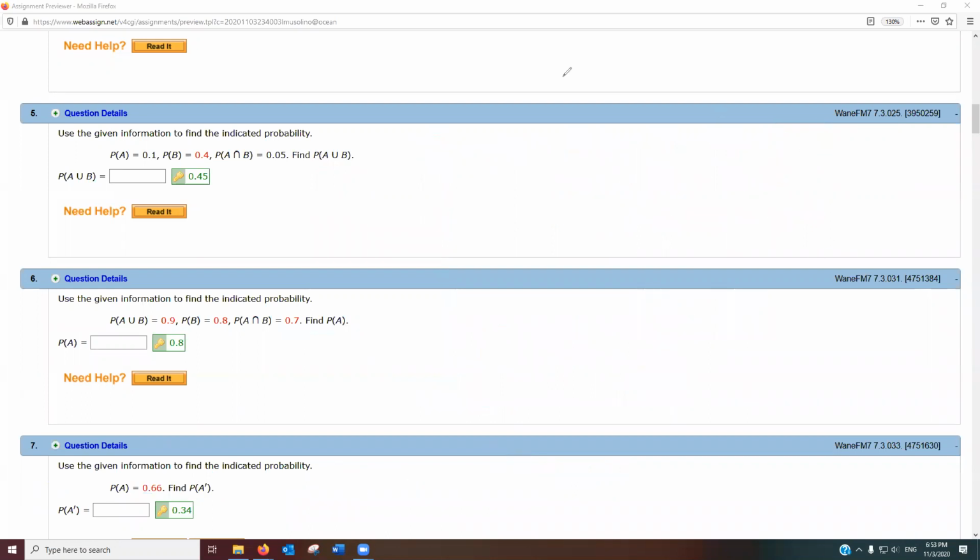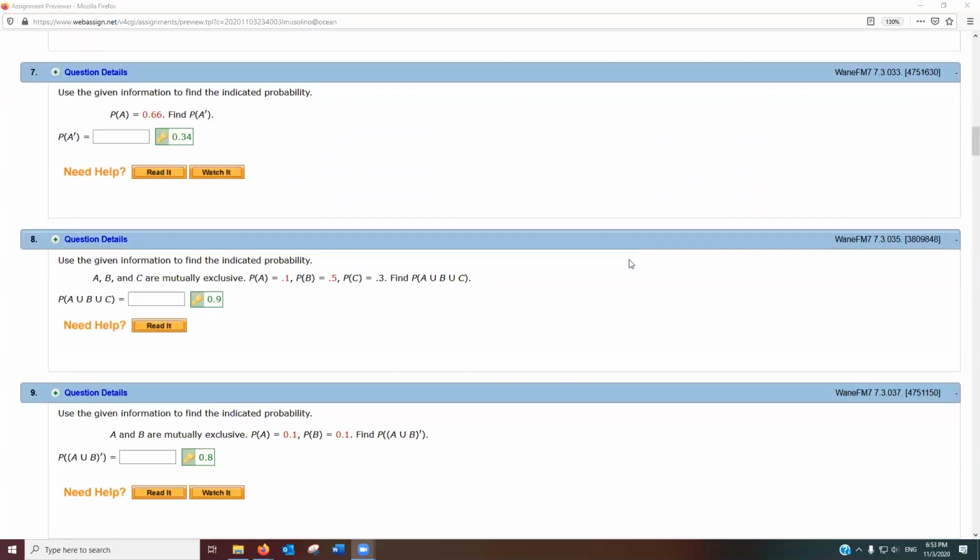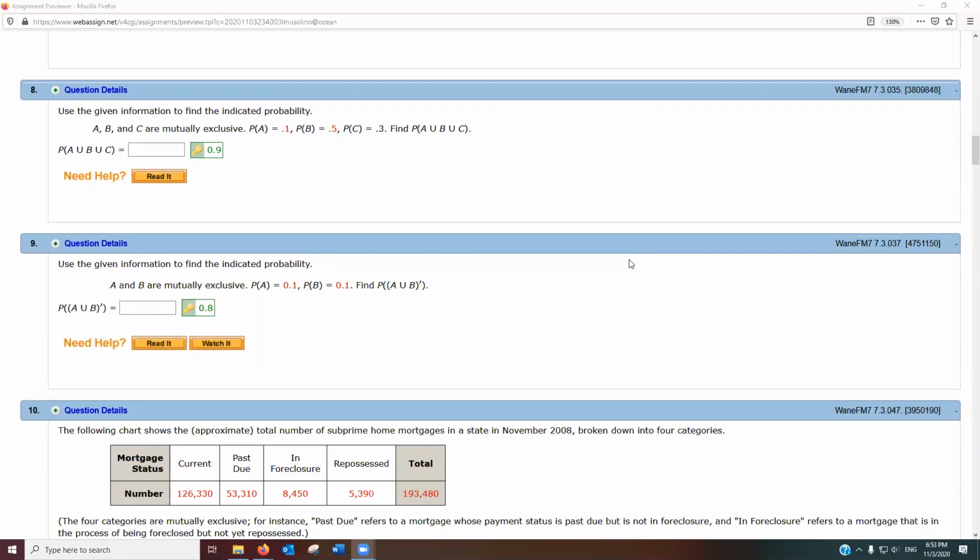All right, let's do a few more. Let's go to number 8. Number 8 is telling us that these events are mutually exclusive. Well, there's a rule that when events are mutually exclusive, it's called the addition rule. We could just add together the probability of A plus the probability of B plus the probability of C. Remember, mutually exclusive means these events cannot happen at the same time.